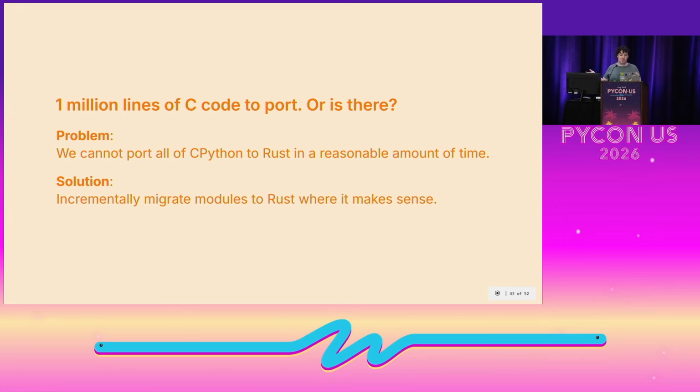Additionally, there's a million lines of C code. Should we port it all to Rust? Some would say yes, some would say no. There's a variety of opinions on this. And I think the best middle ground is to incrementally migrate code to Rust where it makes sense. And so for each part of Python where people propose introducing Rust, we take a look and see, does Rust provide enough benefit to justify migrating things to Rust?